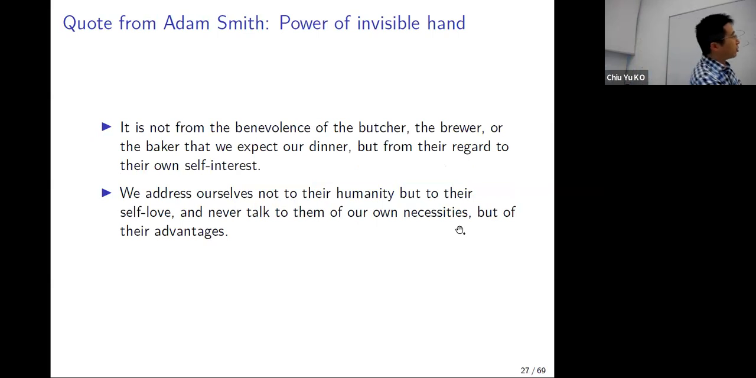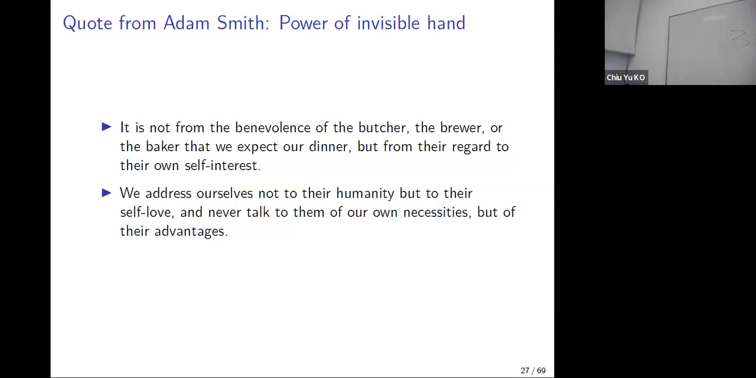So this is the original quote. It's not from the benevolence of the butcher, the brewer and the baker that we expect our dinner, but from their regard to their own interest. We address ourselves not to their humanity but to their self-love. We never talk to them of our own necessities but of their advantages. So basically, it's not because they care about us that they do their job.